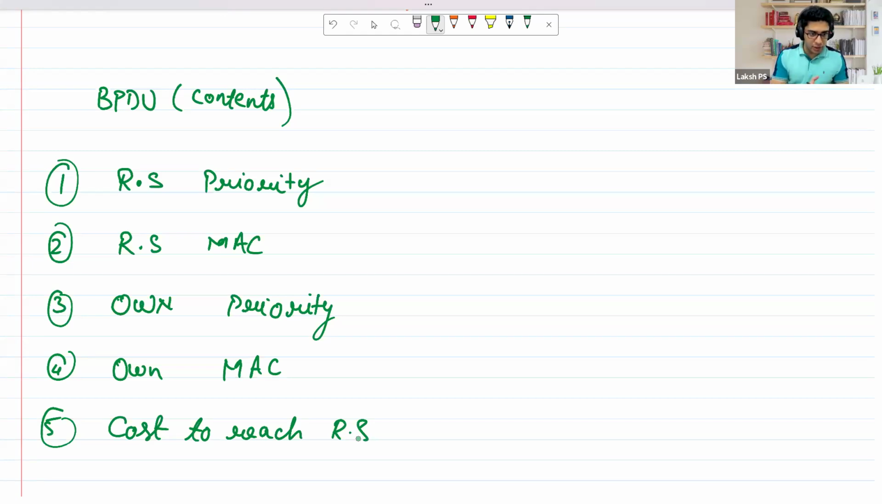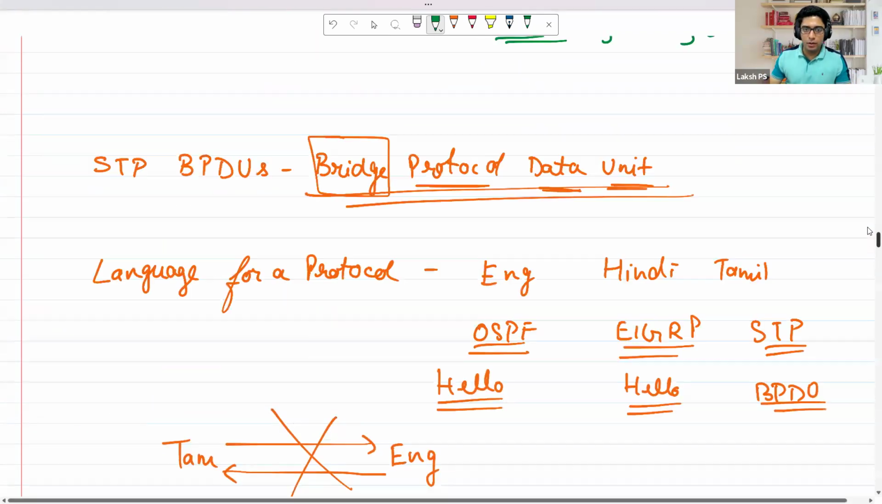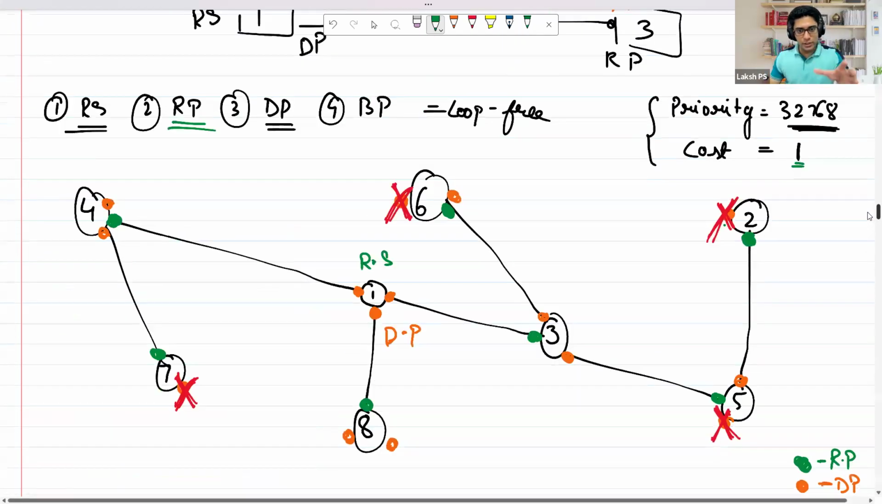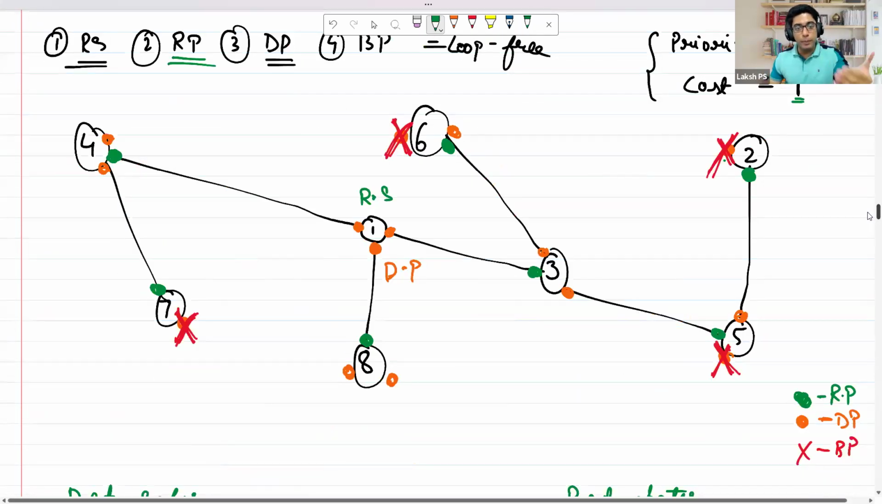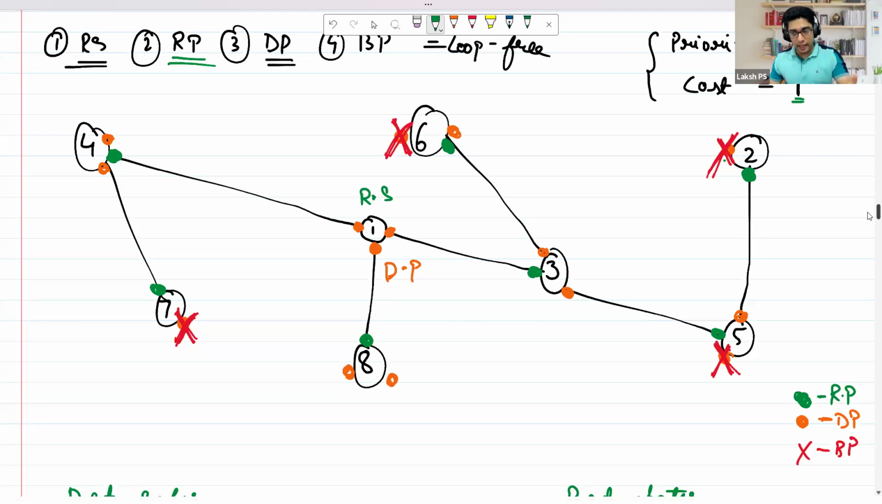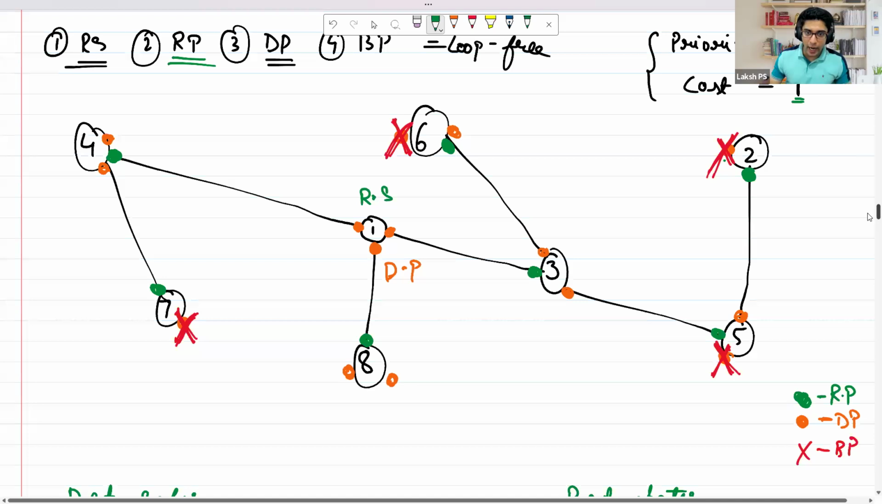These are the 5 most important things inside a BPDU, with which a spanning tree switch shares information or talks with other spanning tree switches. So in this topology here, all these switches would have shared their own BPDUs with each other. That is why they were able to understand the information sent or received, and hence they were able to make this loop-free environment.